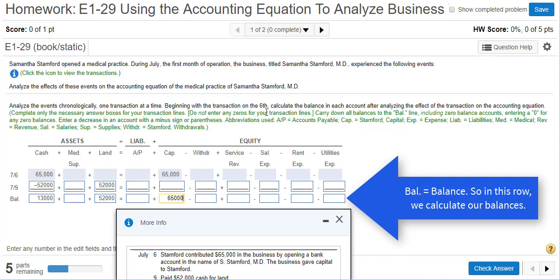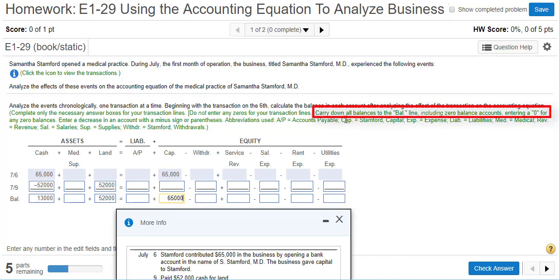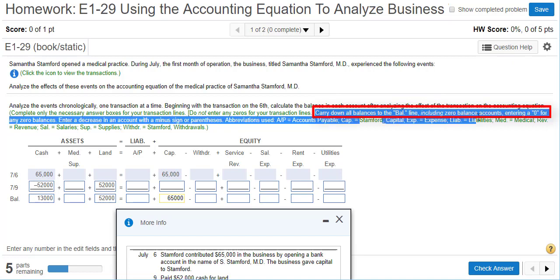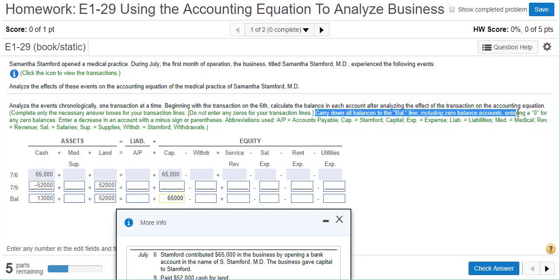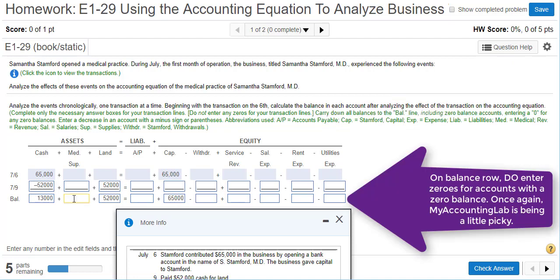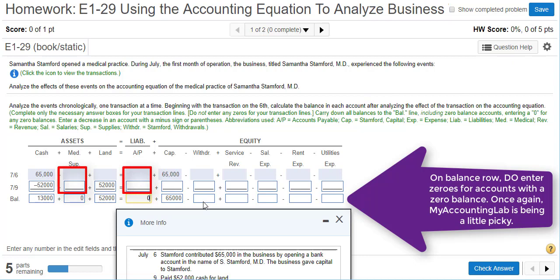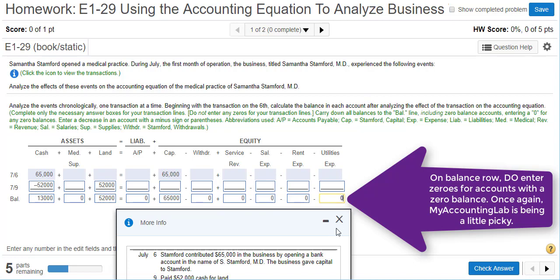Now note, according to our instructions, it says carry down all balances to the BAL balance line, including zero balances, entering 0 for any zero balances. So on the balance row, we do enter zeros for a zero balance. How do I know this is a zero balance? We had 0 plus 0, 0 plus 0. So we have no withdrawals yet, no revenue, and no expenses.